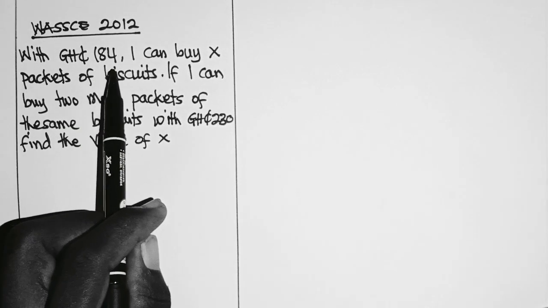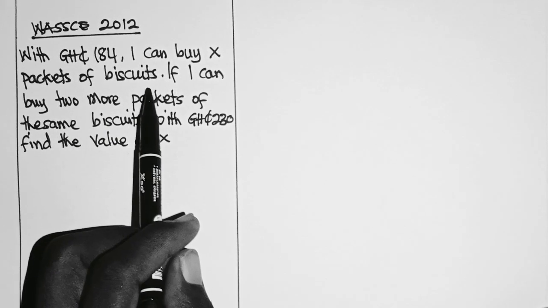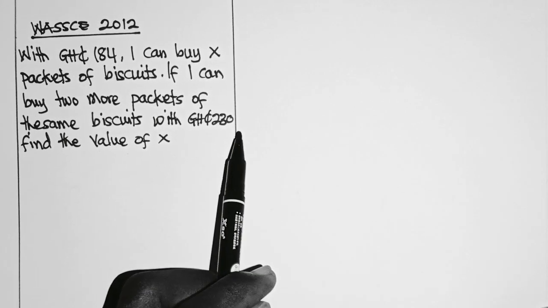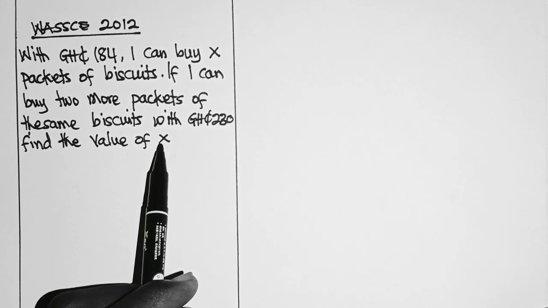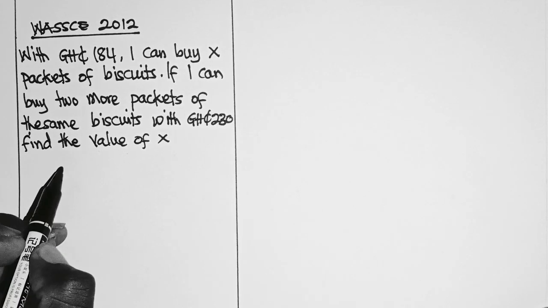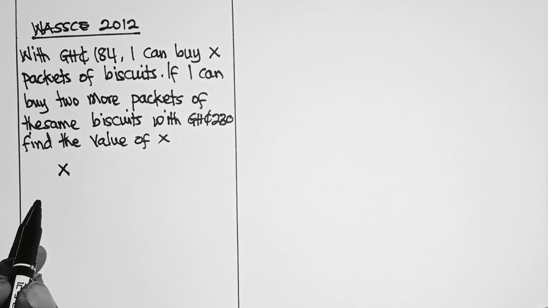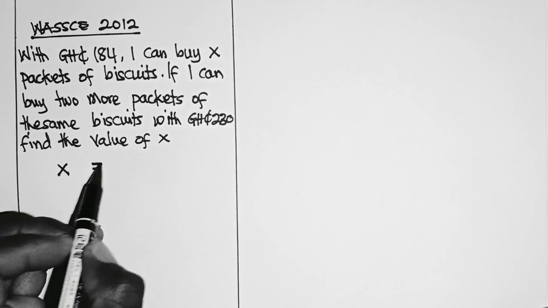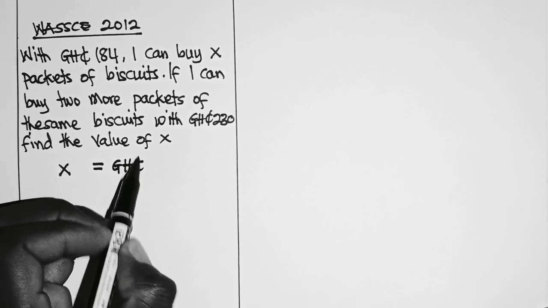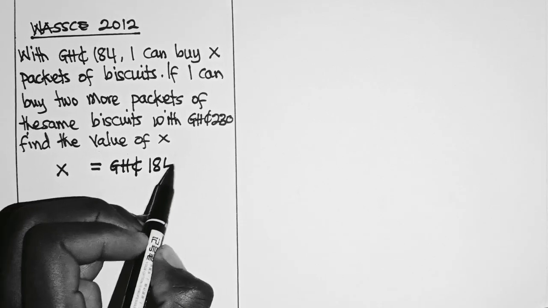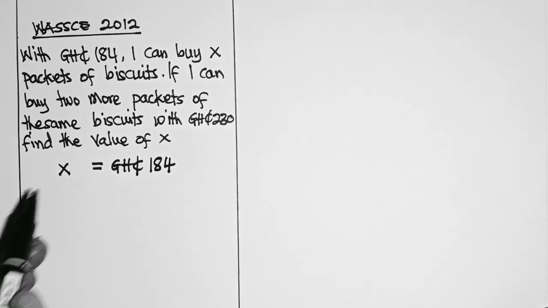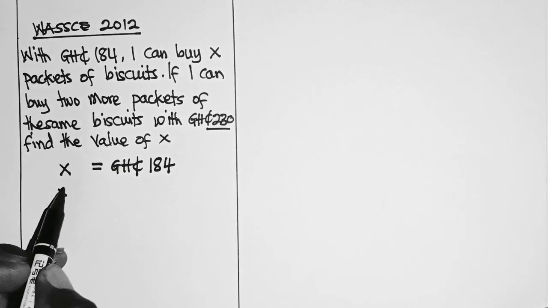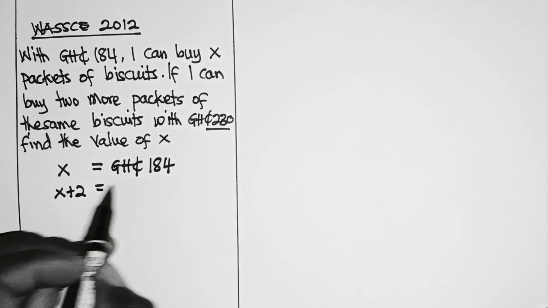With 184 cedis, I can buy x packets of biscuit. If I can buy 2 more packets of the same biscuit with 230 cedis, find the value of x. So now, with x number of biscuits, I can buy that at a value of Ghana cedis 184. And then he says I can buy 2 more at 230 cedis. So 2 more becomes x plus 2.